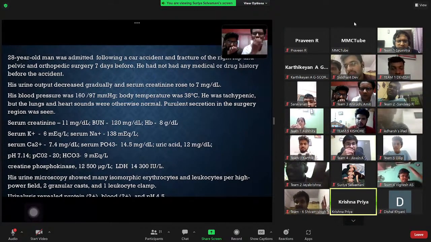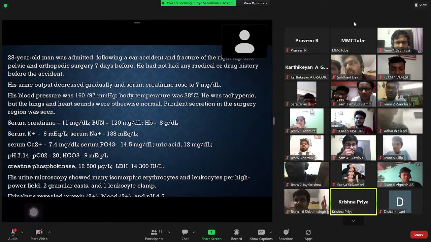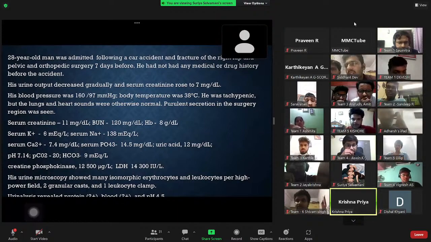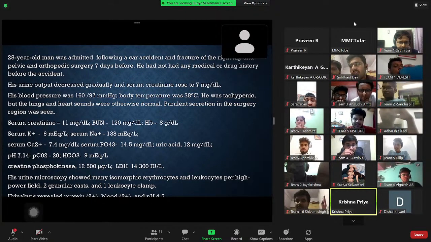Now, this is a question. A 28-year-old man was admitted following a car accident with fracture of the right hip and pelvis, and orthopedic surgery was done 7 days before. He had no medical or drug history before the accident. His urine output decreased gradually and serum creatinine increased.